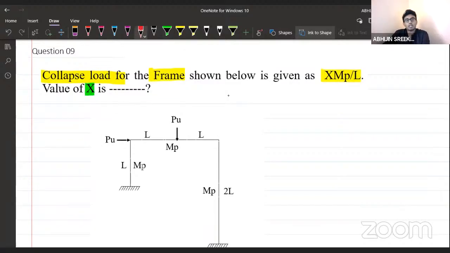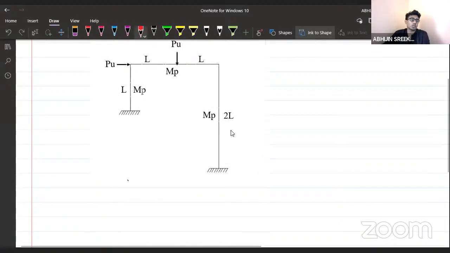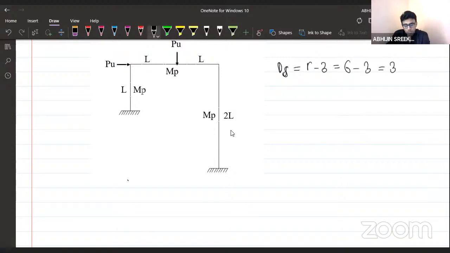To find the collapse load, first of all, we need to calculate the DS value. How to calculate the DS for a frame? 3C plus R minus 3. Internal indeterminacy is 0 here, so R minus 3. R is the number of reactions. Fixed support gives 3 reactions each, so the total number of reactions is 6. 6 minus 3 is equal to 3. That will be the DS value.